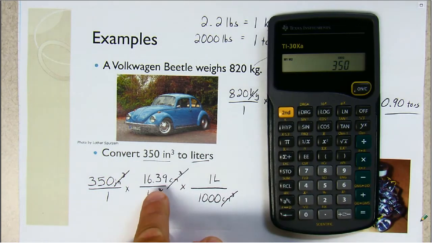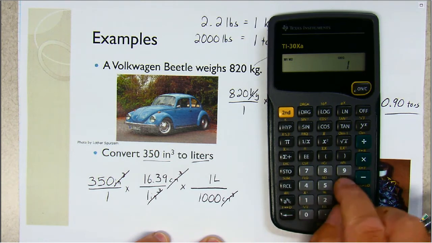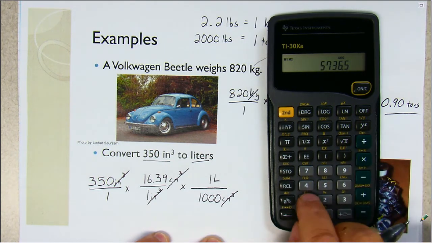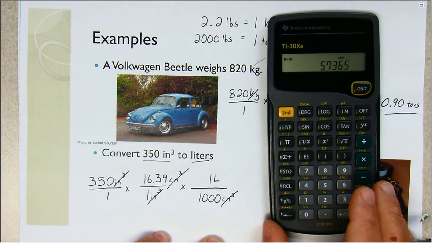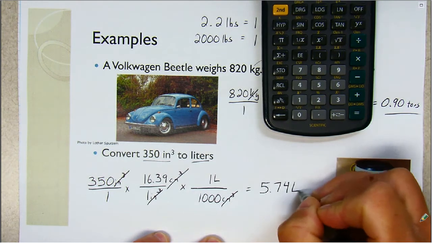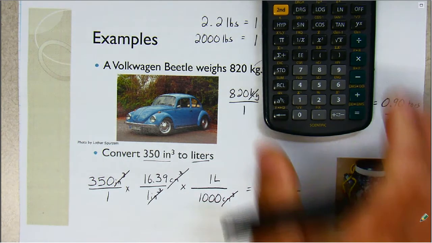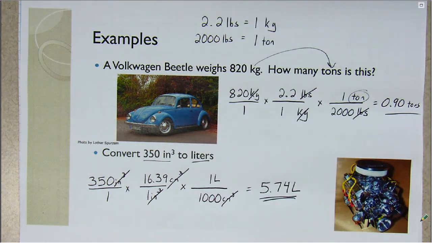350. 16.39 is on the top, so we'll multiply. 1,000 is on the bottom, so we'll divide that off. And we get 5.74 liters, which of course GM called the 5.7 liter engine for many, many years.